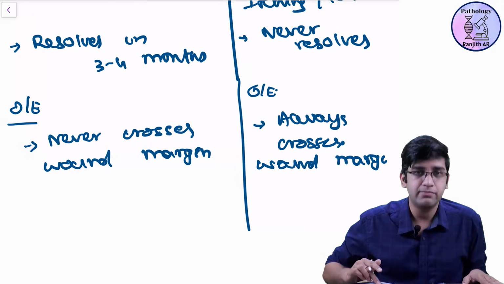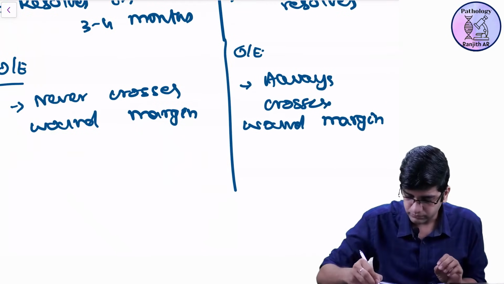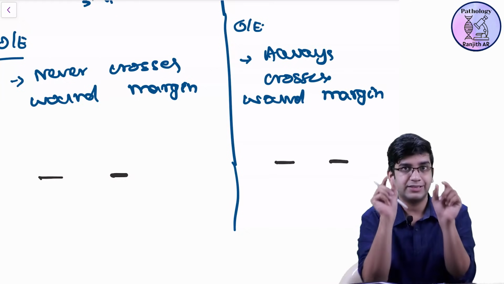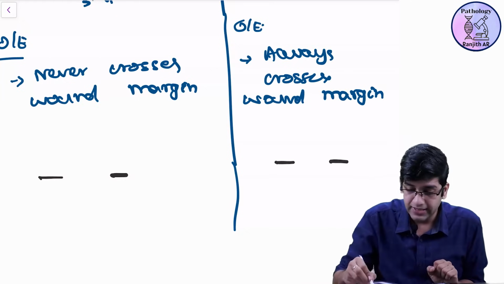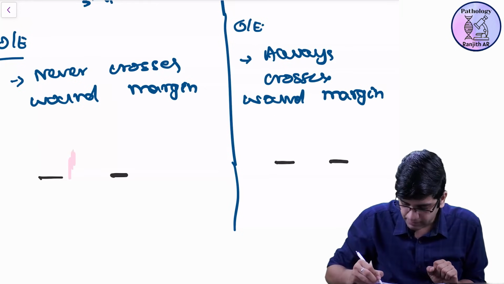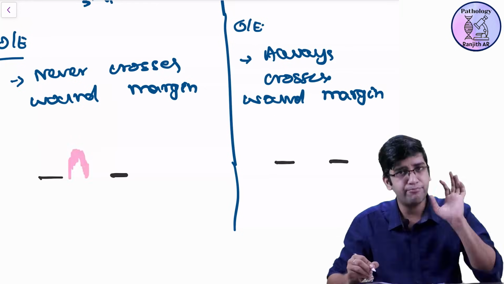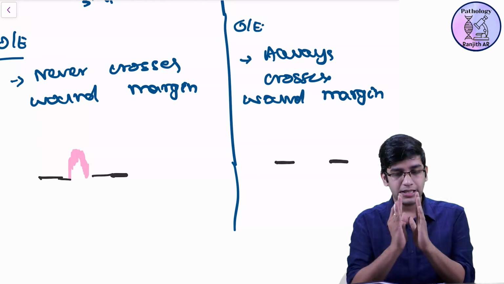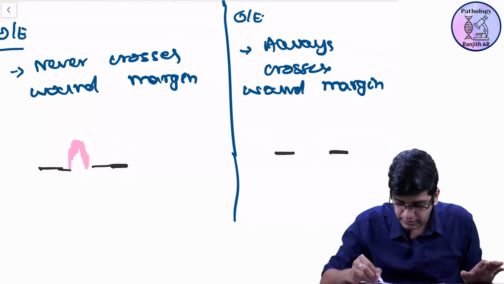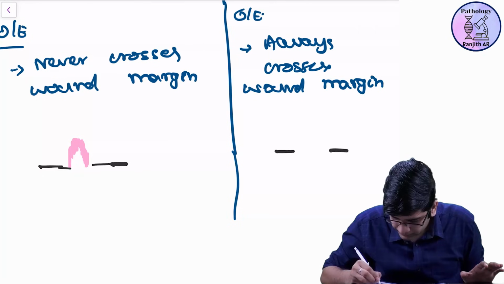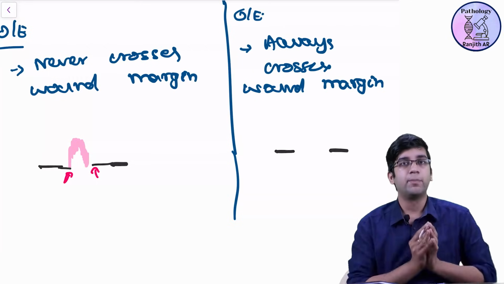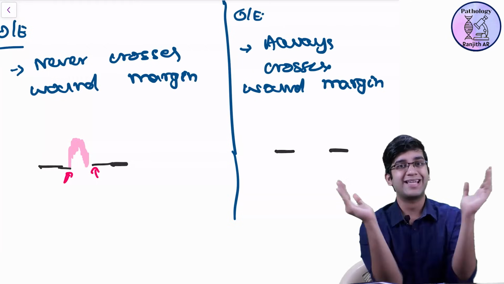I'll tell you what I mean by this. Let's assume there was a wound of this extent. The tiny gap is the wound. If I'm going to have a hypertrophic scar, maybe it will become like this. It is big, no doubt, bigger than the skin. But it will not cross the wound margin. This is my wound margin. It will be within it. It will grow on the top, but not sidewise.